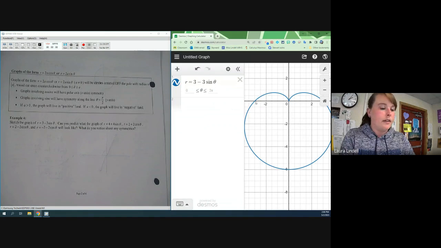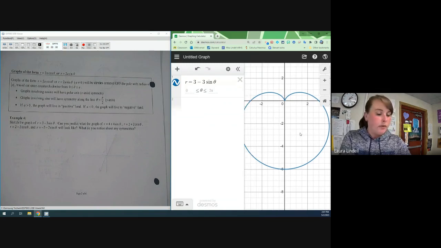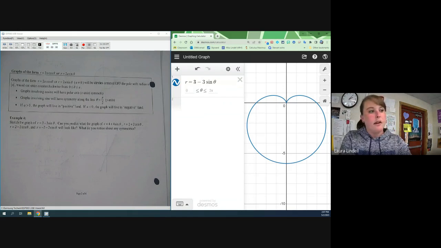You might notice that, let's see, we touch the pole here at -3 and at +3. We cross either the polar axis or the x-axis, and down here at -6 we also cross this line, or the y-axis. So those are all important observations here that have to do with the numbers from this graph.